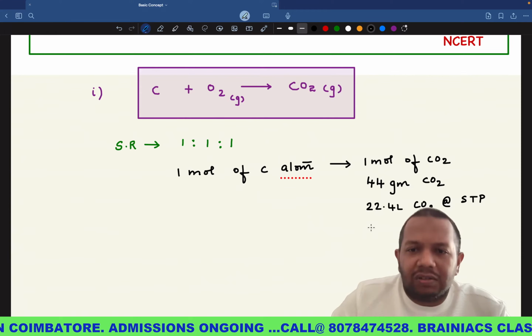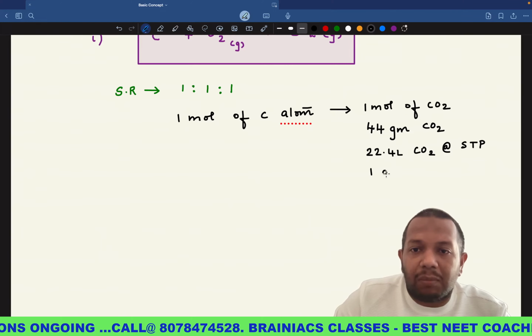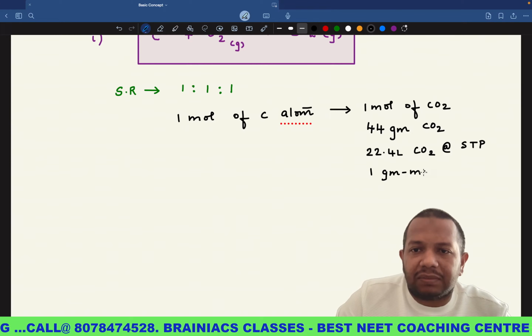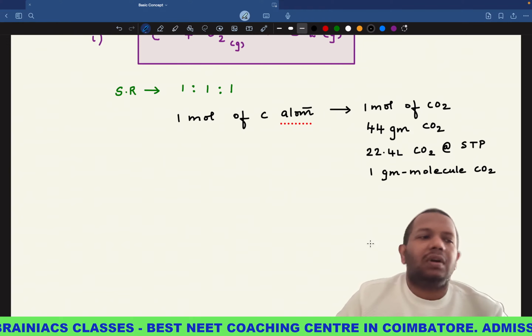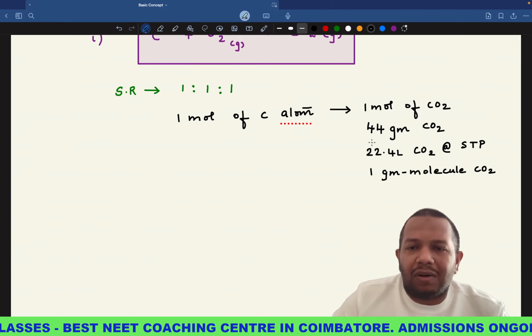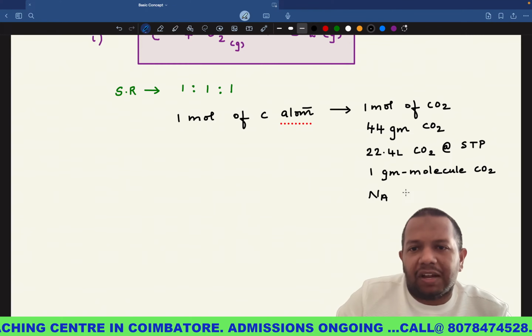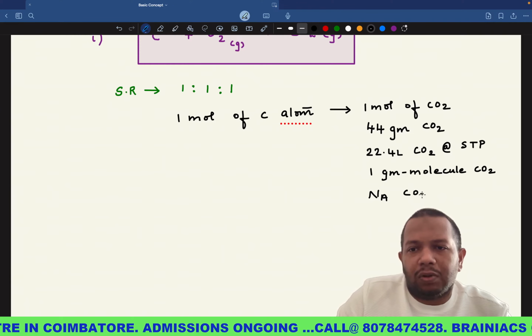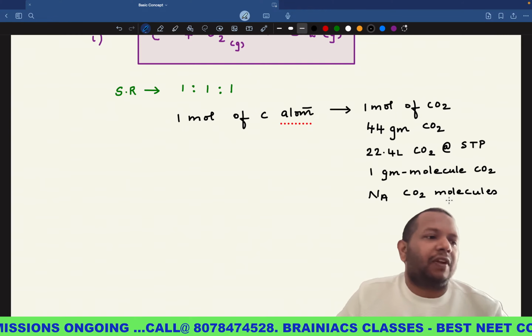And we know that 1 mole is still equal to 1 gram molecule. Sometimes they may say 1 gram molecule CO2. And this 1 mole is also equal to a number of molecules, which they can use. In that case we can say Avogadro number of CO2 molecules. So that's why I told you this can be expressed in different ways.